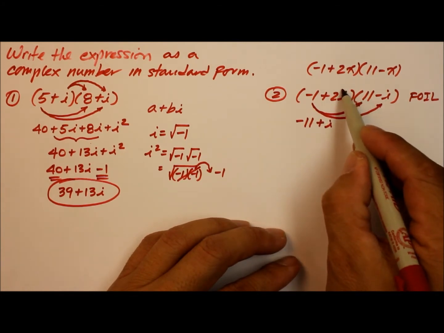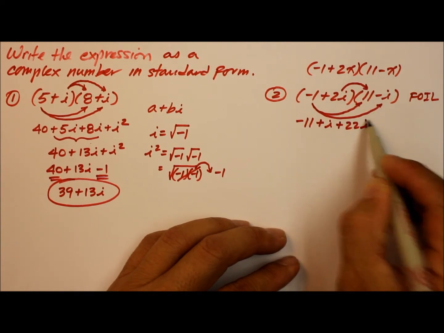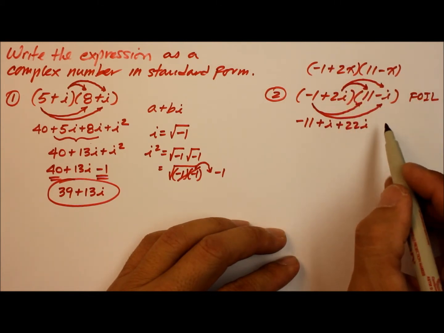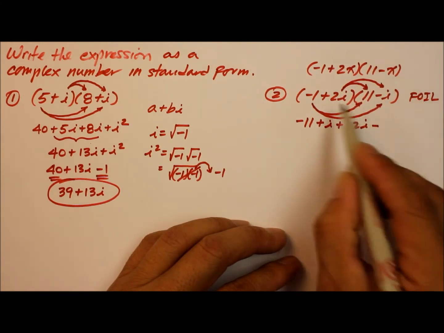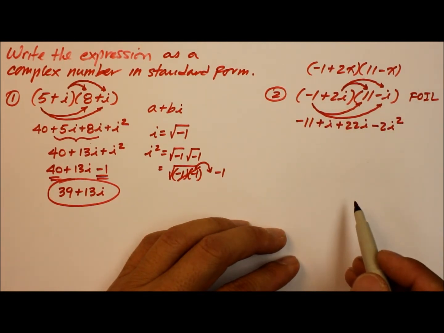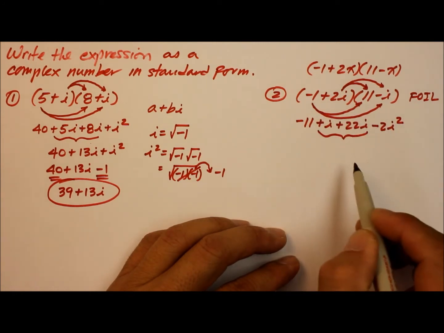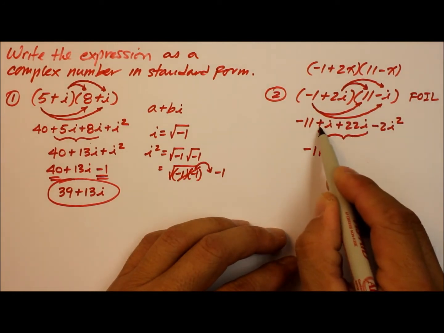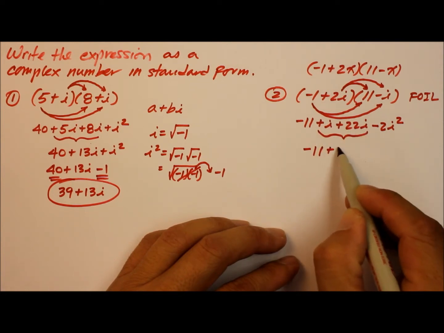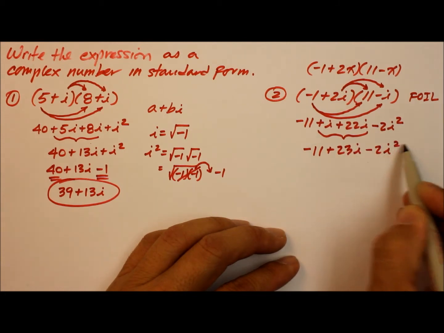The inside terms now, 2i times 11 is positive 22i. And 2i times -i, it's a little tricky, but you could do it, negative, because it's positive and negative, 2i squared. Anytime you do the FOIL method, you're going to combine the middle terms. So you get -11 plus 1i plus 22i gives you plus 23i minus the 2i squared.